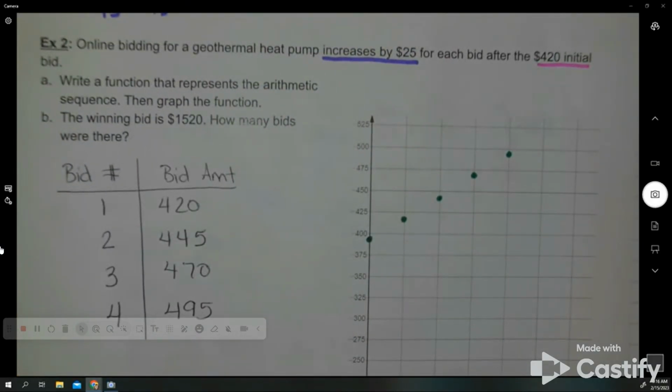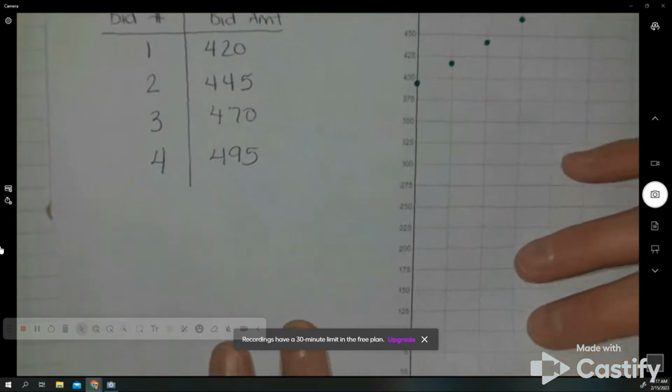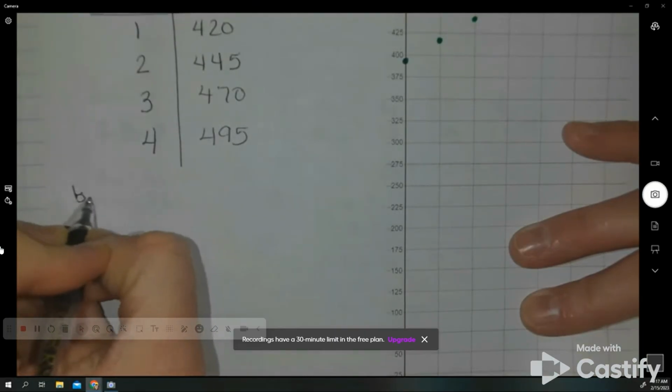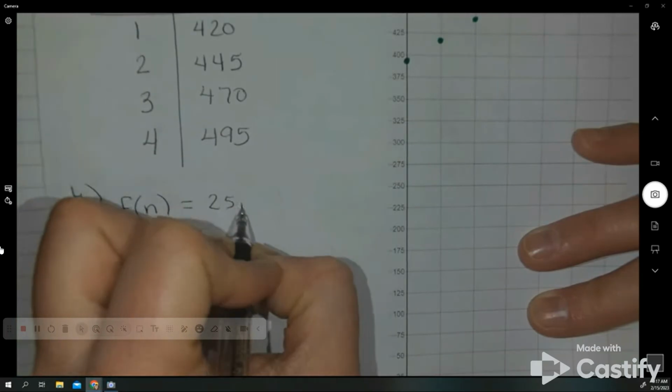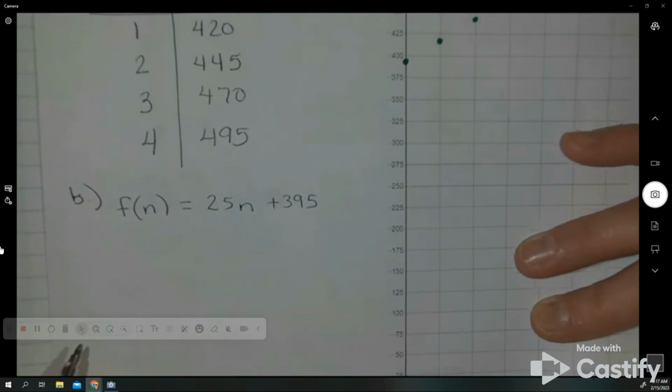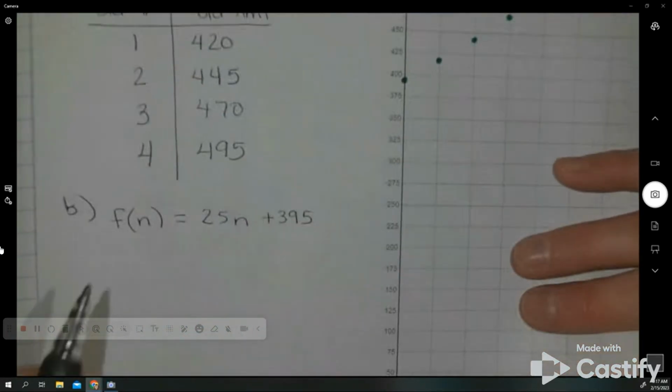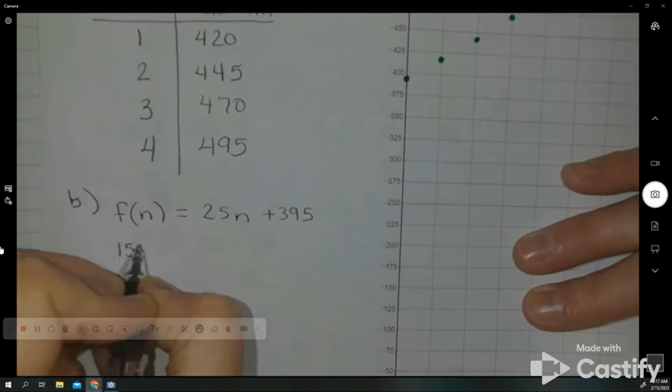And then it says the winning bid is $1,520. And we want to know, how many bids were there in order to get to that winning bid? So what I'm going to do is take the $1,520. This is part B for example 2. So we take that $1,520. Here's our equation, 25n plus 395. Let's rewrite that real quick. The amount $1,520 goes in for that f of n, because that was that winning bid.